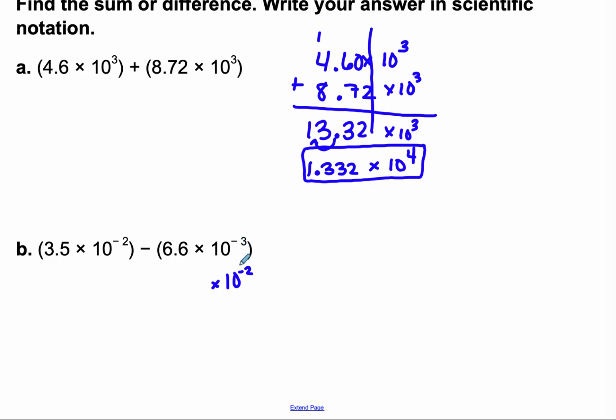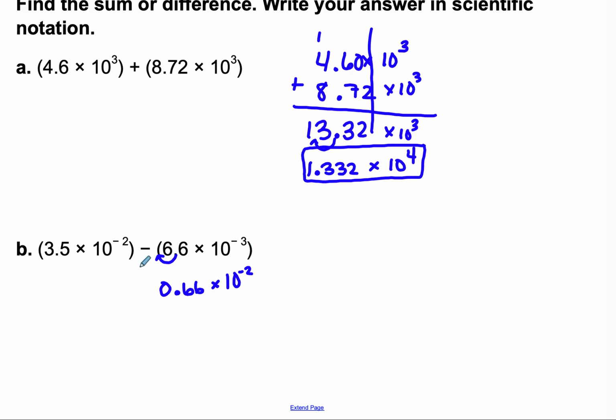If my exponent is getting bigger, my first number is getting smaller. I needed to move it one number bigger, so I'm moving one decimal place, making this number smaller. Okay, now I have the same exponents, which means I'm ready to write my problem.